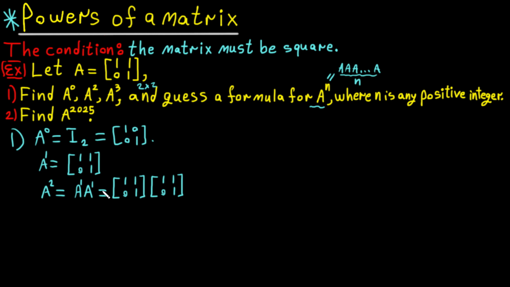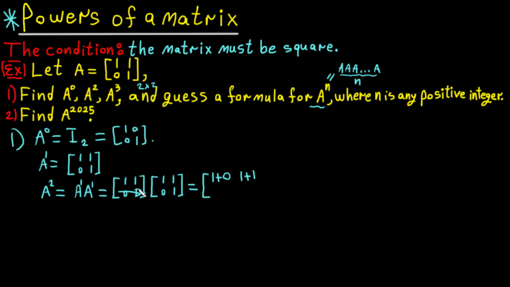Now let's multiply these two matrices here. So this row by this column equals 1 multiplied by 1, which is 1, plus 1 multiplied by 0, which is 0. Now the first row by the second column. So 1 multiplied by 1, which is 1, plus 1 multiplied by 1, which is 1.